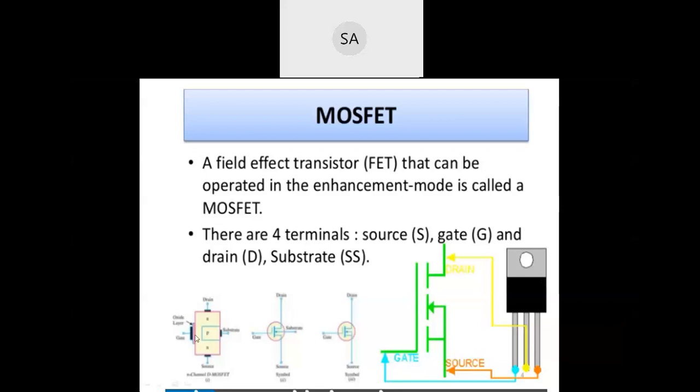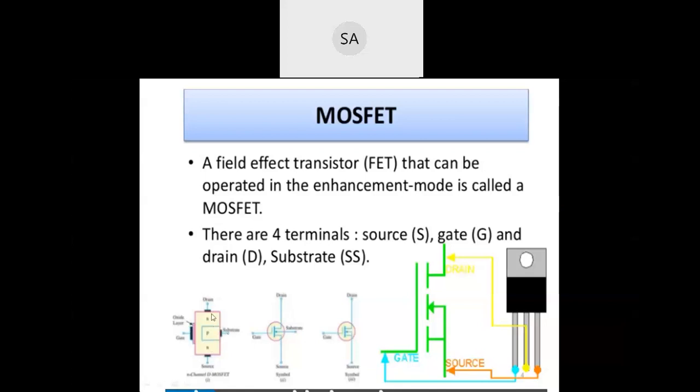So here is the construction of the N channel depletion type MOSFET. It is a depletion type MOSFET which has only one P region. This region we call the substrate.